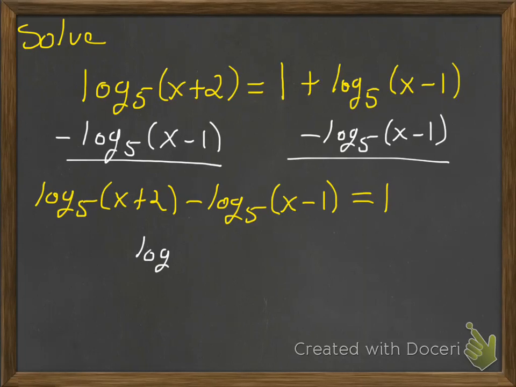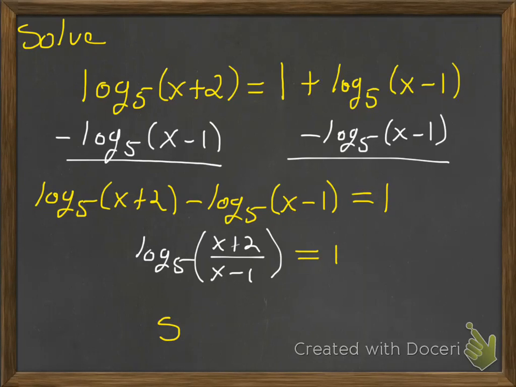And now what I can do is, now I have both the logs on the same side of the equation, and they're the same base, so I can go ahead and combine them or condense them using the quotient rule. So we're going to go ahead and do that. So we'll combine our logs. So if it's positive, it's upstairs, negative downstairs, and we're almost home free with this one. That's equal to 1.